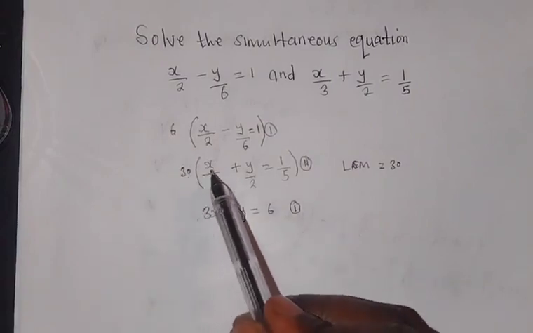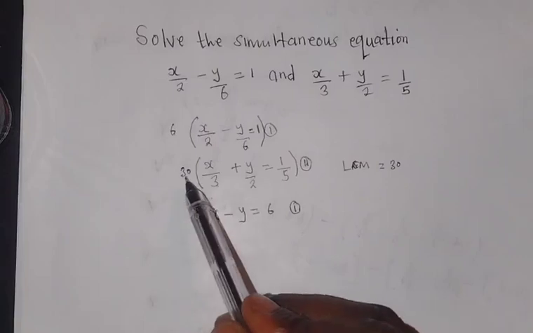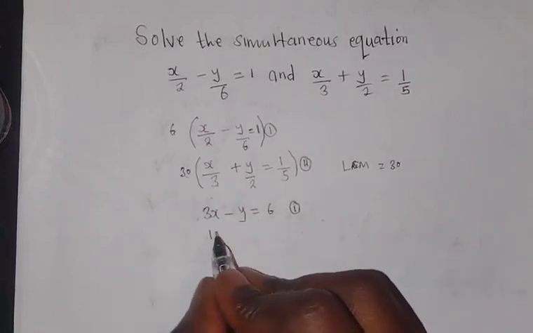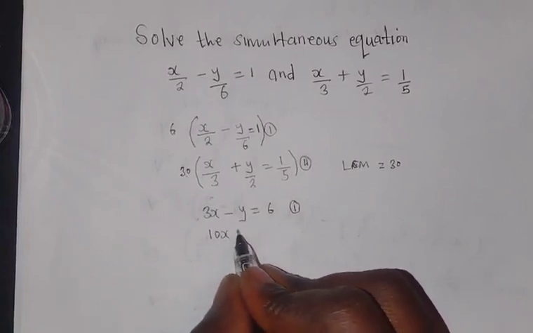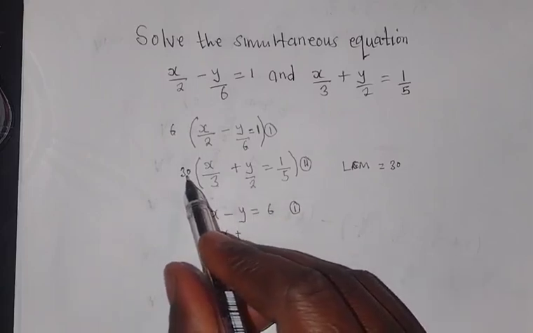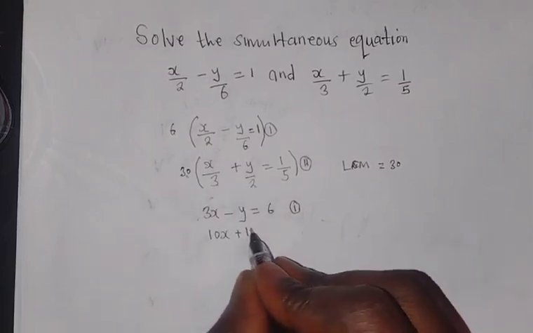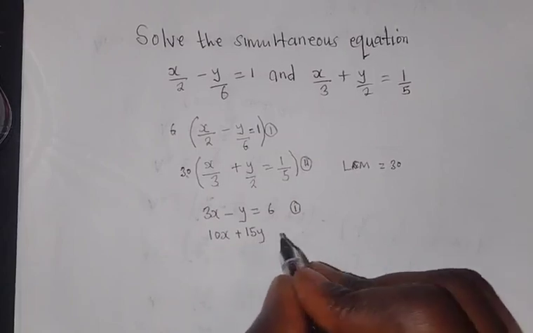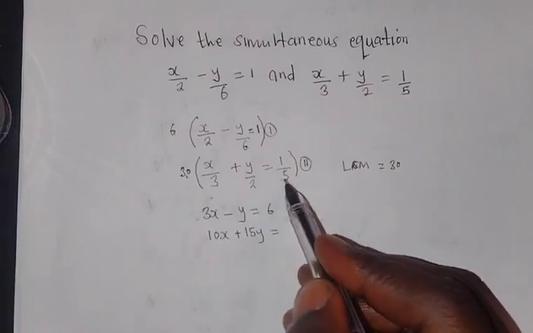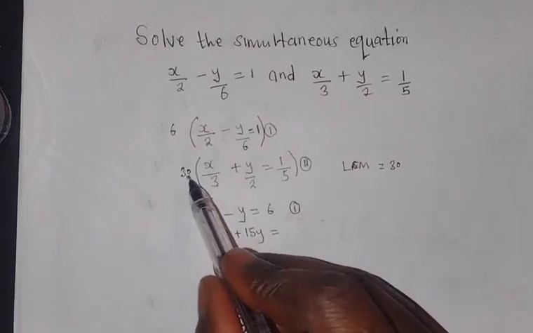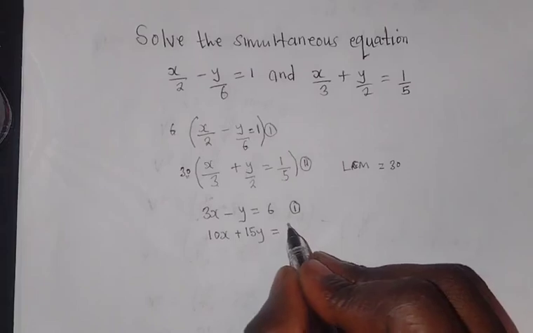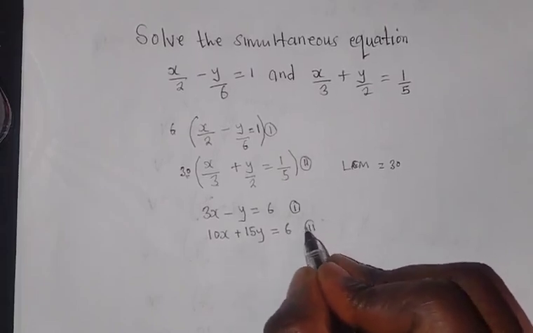So 30 times x over 3. So 3 into 30, it's 10. 10 times x, we are going to remain with 10x. Plus 2 into 30, it's 15. 15 times y, you write 15y, equal to 30 times 1 over 5. So 5 into 30 goes there how many times? 6. 6 times this one here, you get a 6. So this is our equation 2.